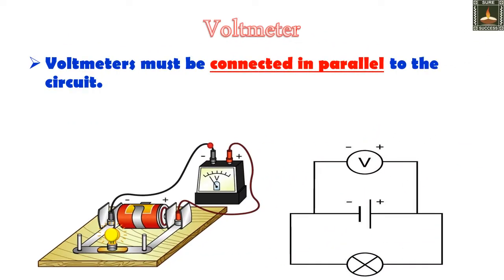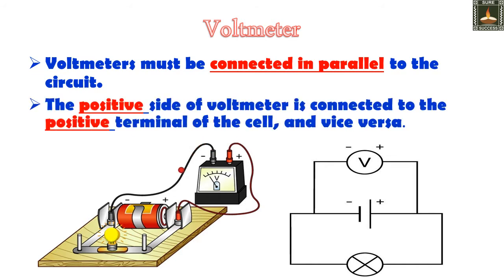Next is the voltmeter. What is a voltmeter? A voltmeter is a device used to measure the potential difference in a circuit. A voltmeter must be connected in parallel to the circuit and the positive side of the voltmeter is connected to the positive terminal of the cell and vice versa.